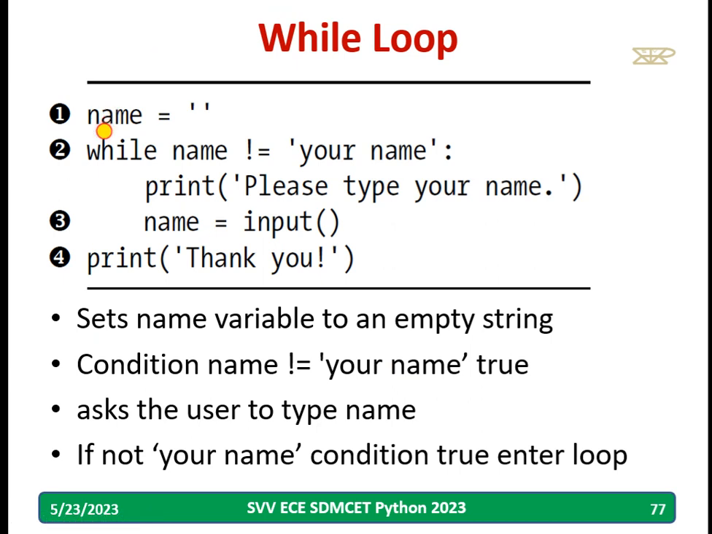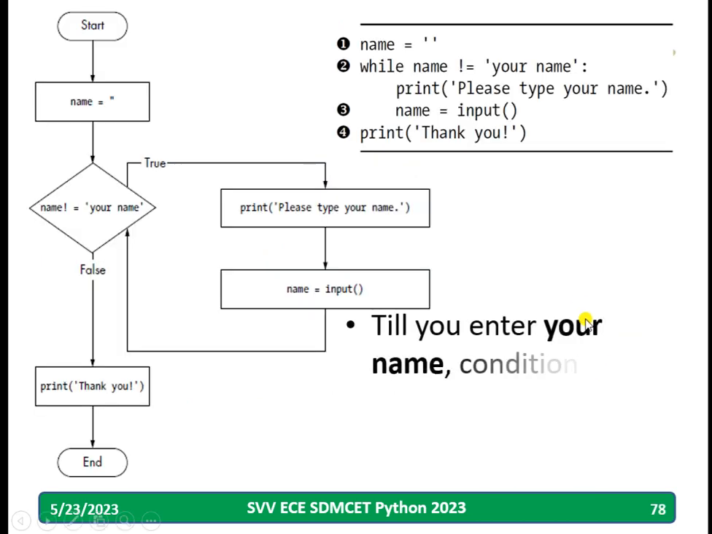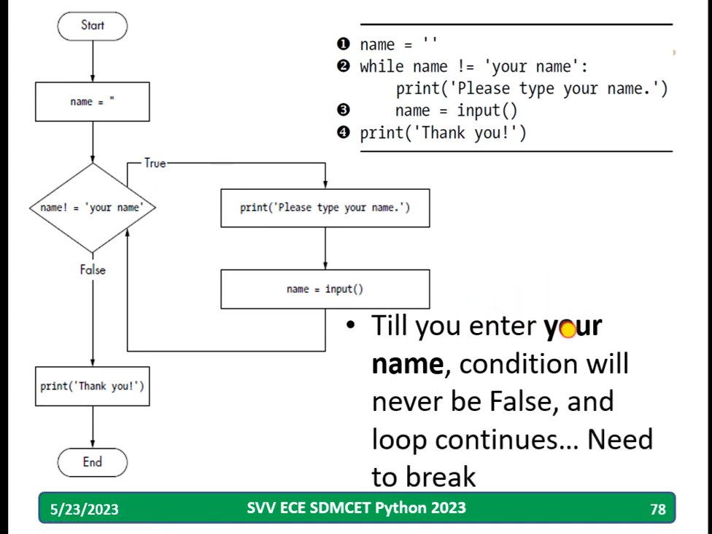A small program is given: name = '', assigning blank, while name != 'your name'. Print please type your name, name = input, I am reading the input. If this condition is true, it will execute, and if it becomes false, it will come out of the loop. Understand, it is not equal to. It will ask the user to type the name. If it is not your name, the condition is true, and it enters the loop. This is how it works, till you enter your name.